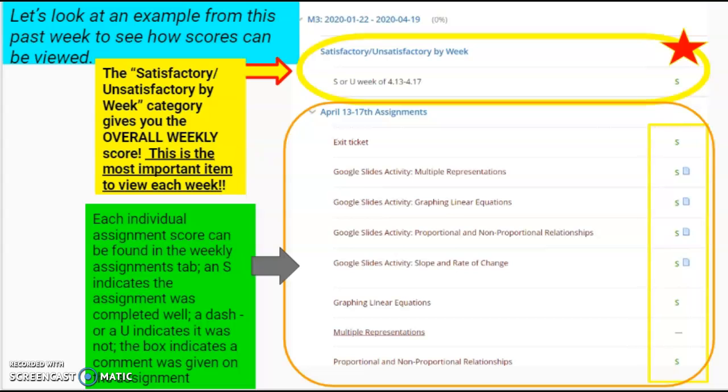Next, by selecting last week's assignments, April 13th to 17th, you can see all the individual activities and their marks. An S indicates the assignment was completed well. A dash or a U indicates it was not. The box indicates a comment was given on the assignment.